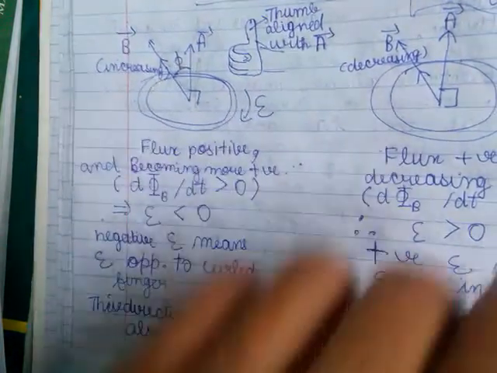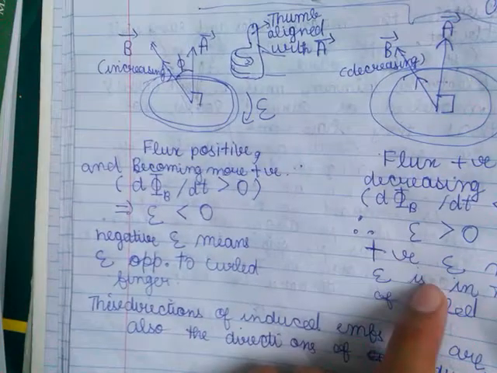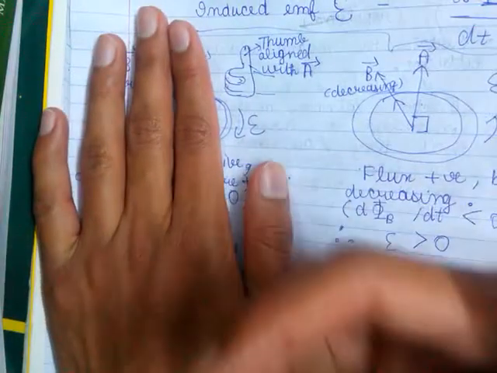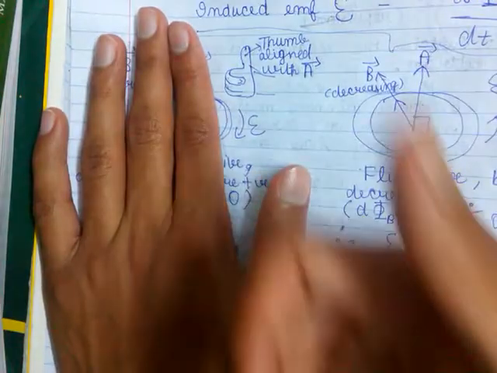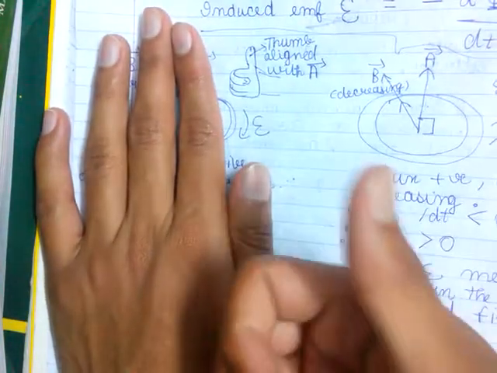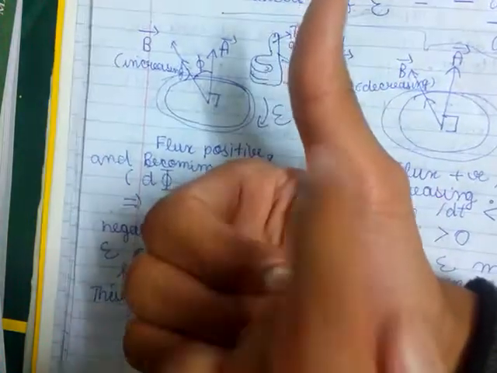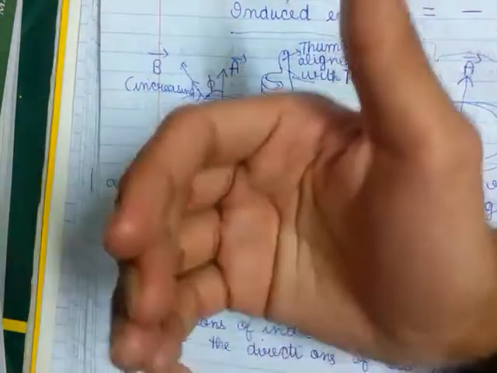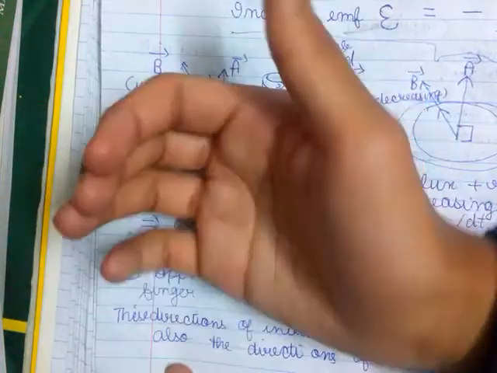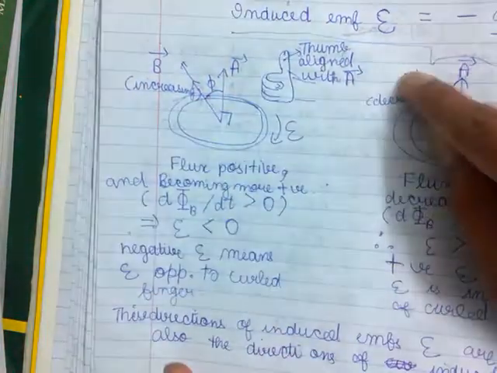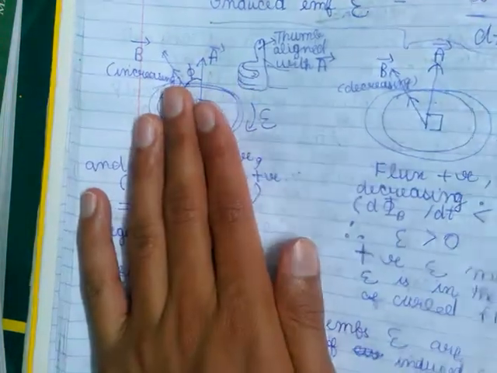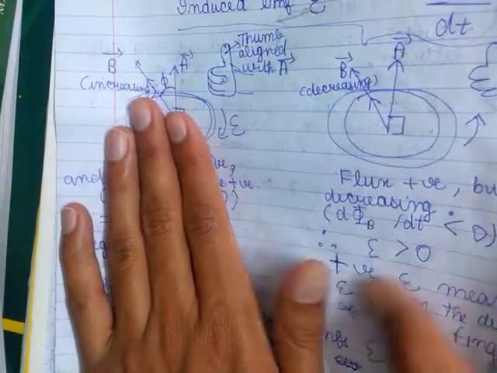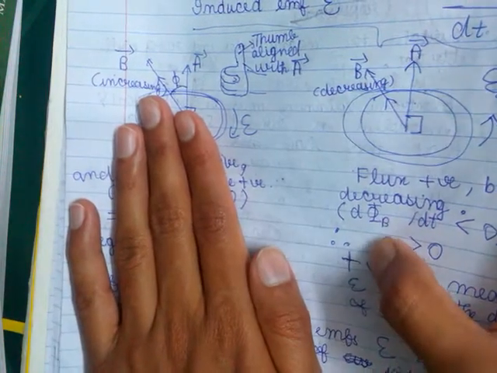So the positive value of EMF means that the direction of induced EMF or the induced current is the same as the direction in which your fingers curl when you place your thumb in the direction of the assumed area vector. I chose the area vector to be there, that means I wanted to calculate flux in this direction, then the induced EMF will be in this direction, like this, because the induced EMF came out to be positive.